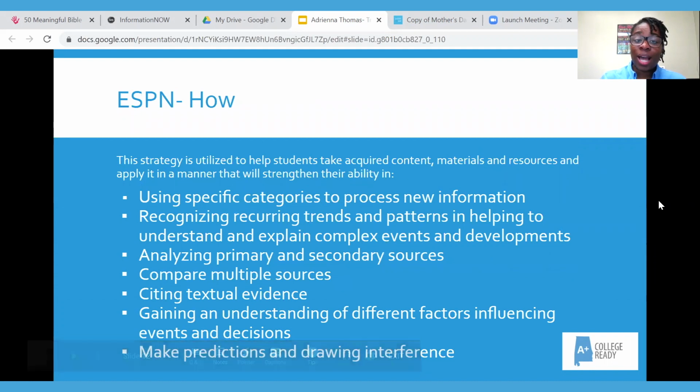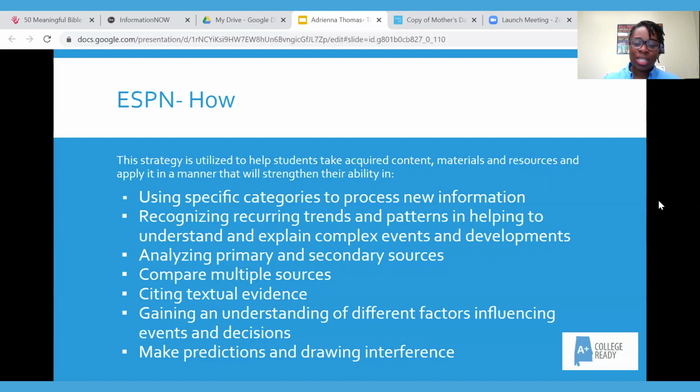This strategy is utilized to help students take acquired content, materials, and resources, and apply them in a manner that will strengthen their ability in what? In using specific categories to process new information, recognizing recurring trends and patterns, and helping to understand and explain complex events in development, analyzing your primary and secondary resources, comparing multiple resources, citing textual evidence because you're pulling evidence from a text, gaining an understanding of different factors influencing events and decisions, and finally, making predictions and drawing conclusions.